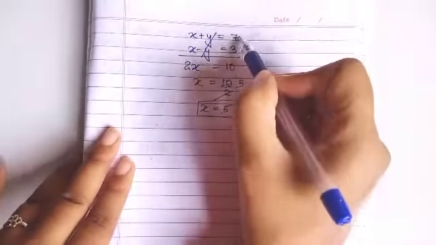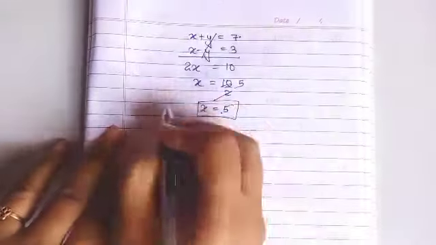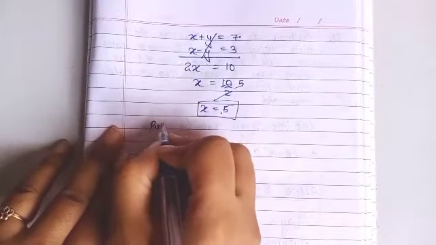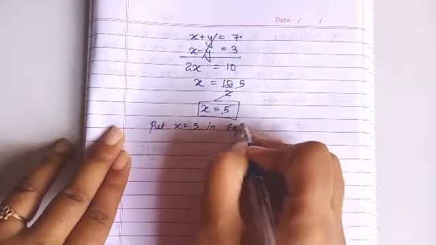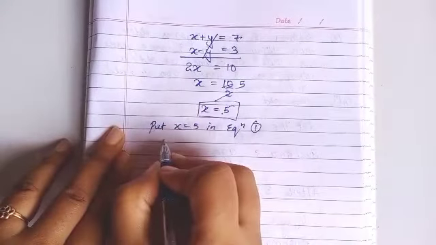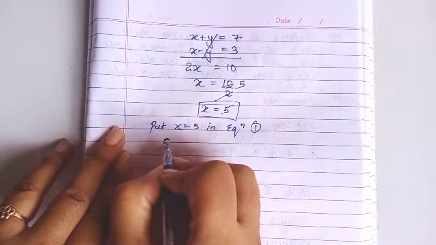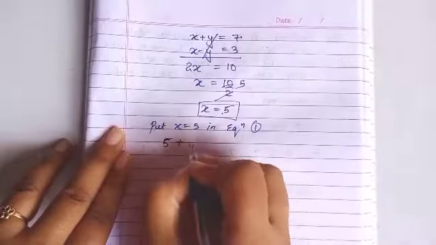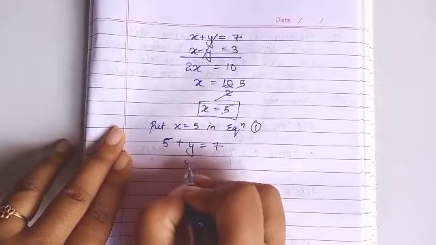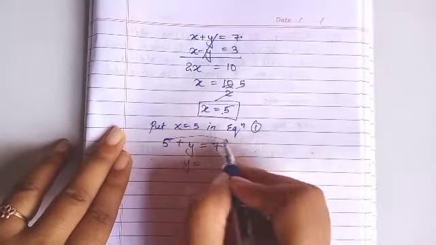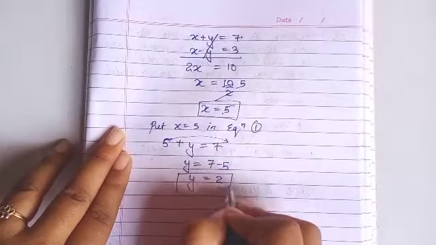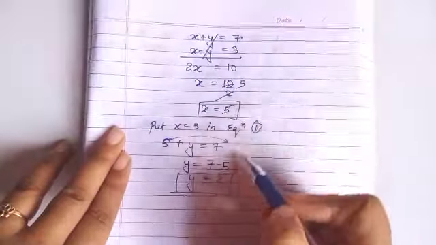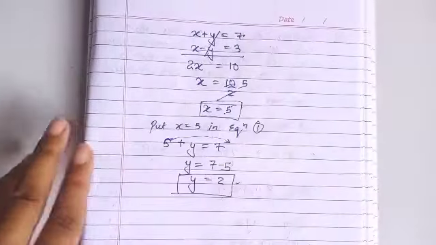If we put this value in the first equation, put x is equal to 5 in equation 1, then x means 5 plus y is equal to 7. y is equal to, move this to the other side, 7 minus 5, so y is equal to 2, right? This is the value of x and this is the value of y.